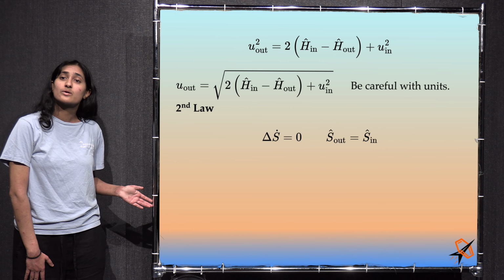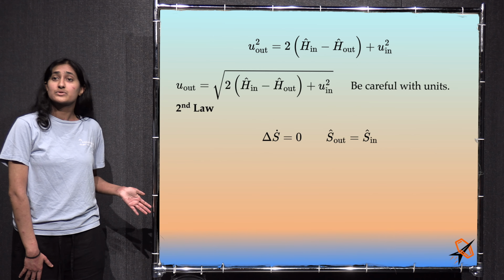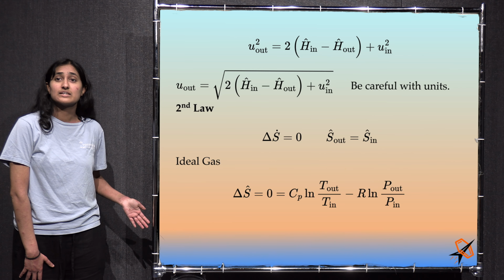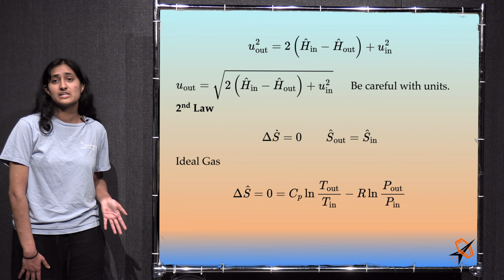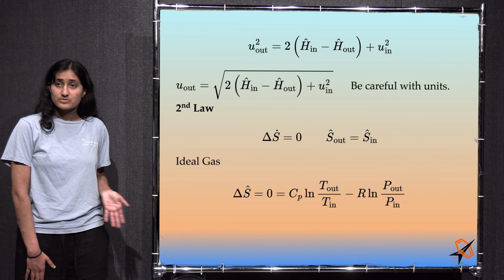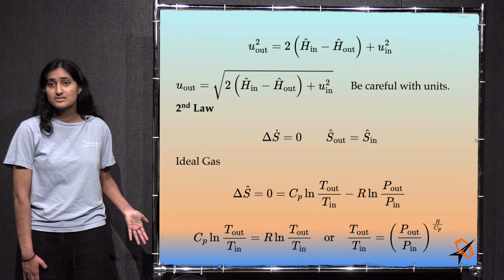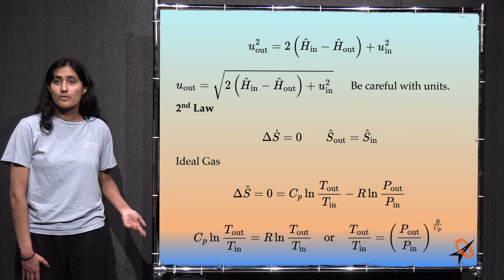Delta S dot equals 0 for the isentropic case, which means S hat out equals S hat in. If we're dealing with an ideal gas, then delta S hat equals 0 gives us our usual C sub P log T out over T in minus R log P out over P in. As we've done before, we can solve that to get T out over T in equals P out over P in to the R over C sub P power.